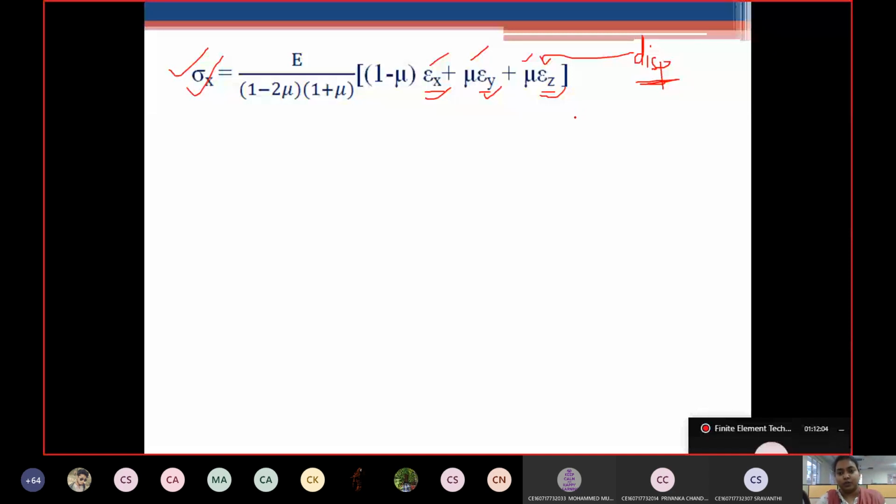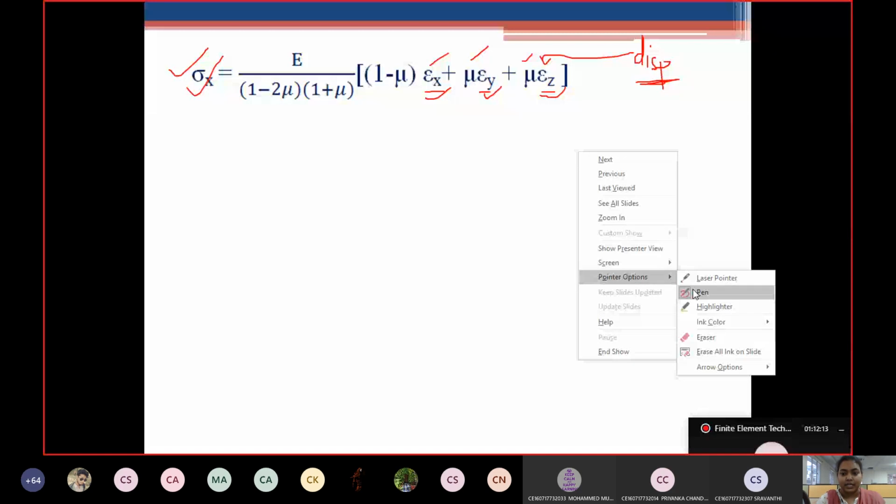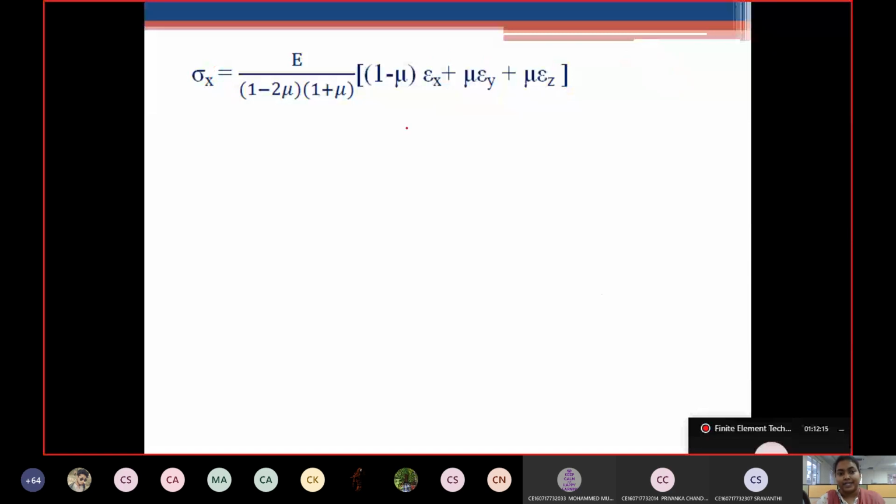What was the generalized Hooke's law? Stress directly related to stresses. Now what we got is stress directly related to strains. These are the stress-strain relation equations that we are trying to derive. This was in the x direction. Now if we try the same operations for the others, we are going to reach similar equations.